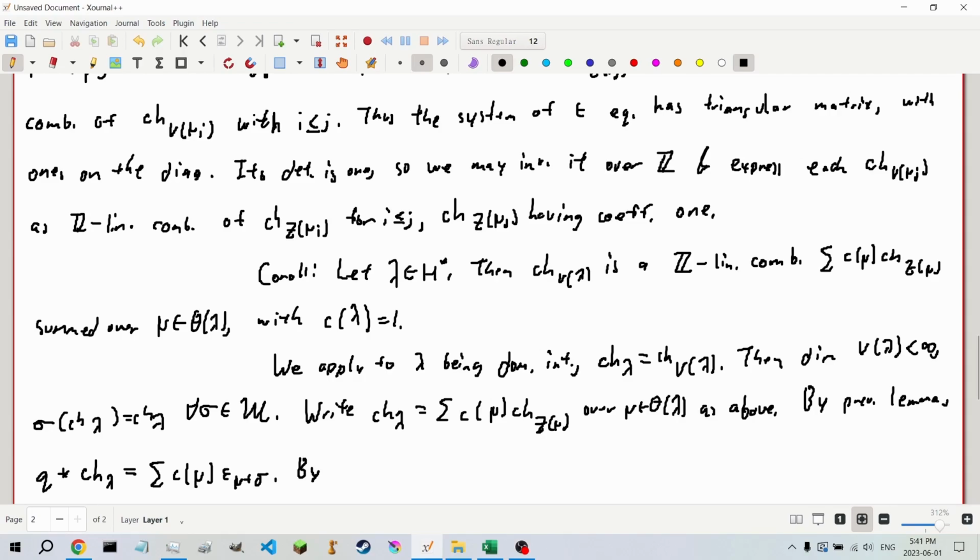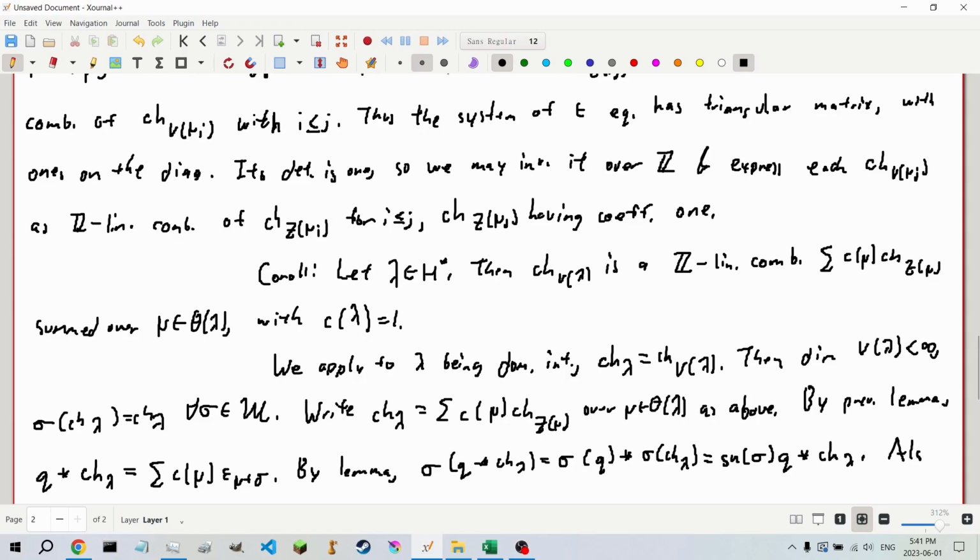by the second lemma from yesterday, at the end, sigma of q star character lambda is sigma of q star sigma of character lambda. And this is equal to the sign of sigma times q convoluted with the character of lambda, for of course sigma being in the Weyl group.